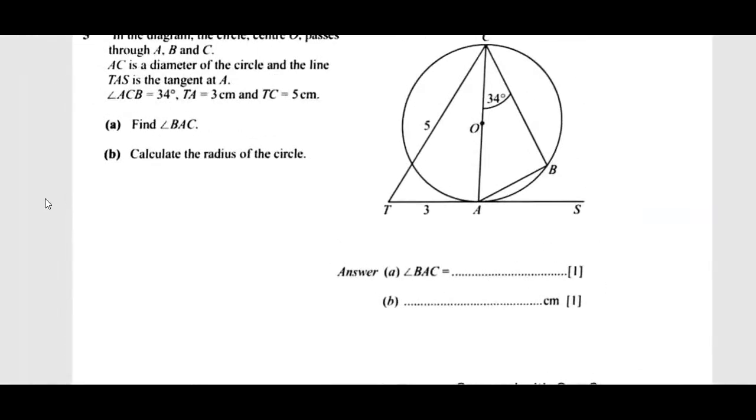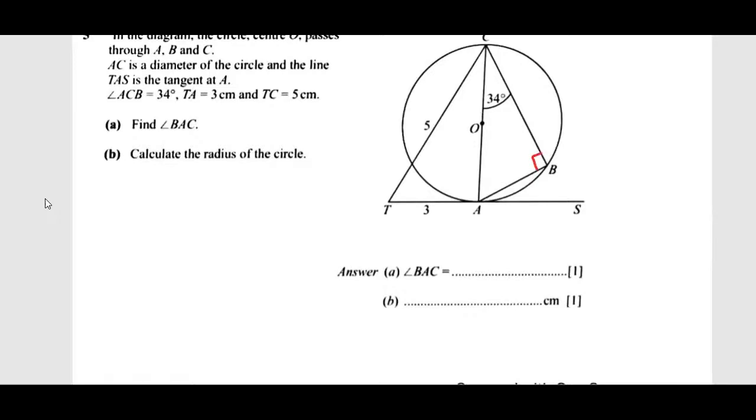Okay. So it says, in the diagram, the circle center O passes through A, B, and C. AC is a diameter. Okay, just stop here. Let's not read the question. So far, I guess we did 3 questions in which we had a diameter. That was one of the sides of the triangle, and the opposite side was basically on the circumference. So what would be angle B? 90 degrees. Very good.